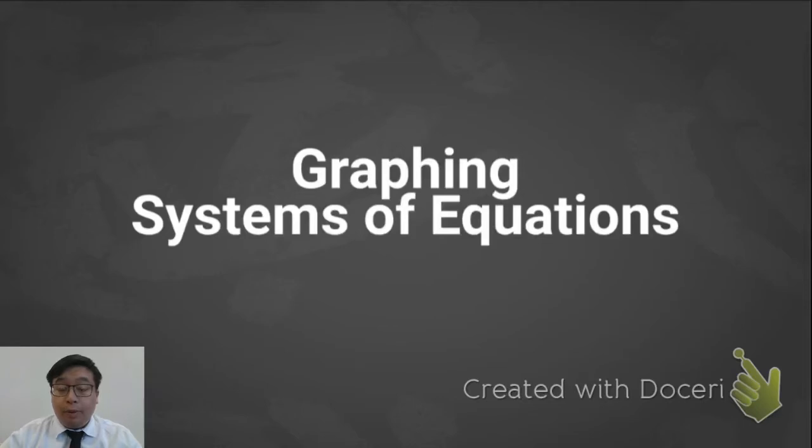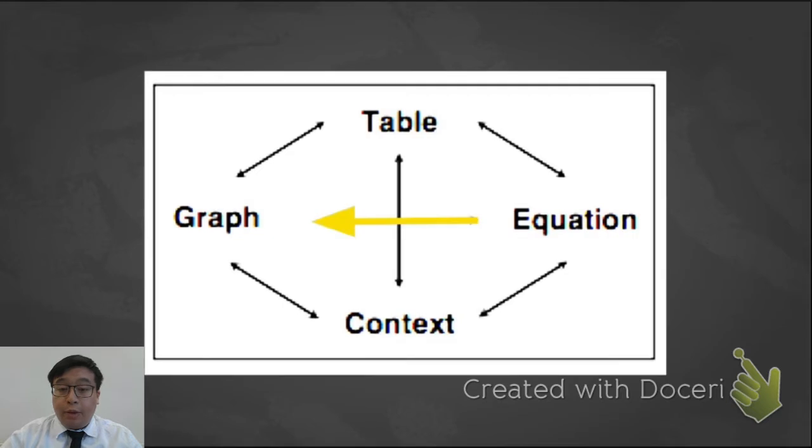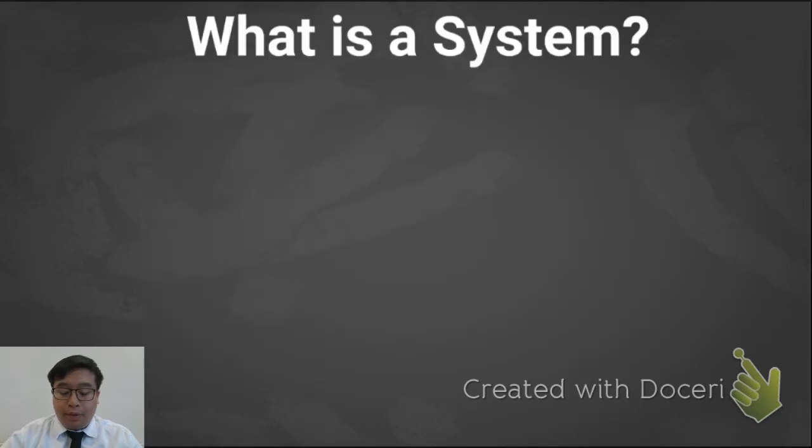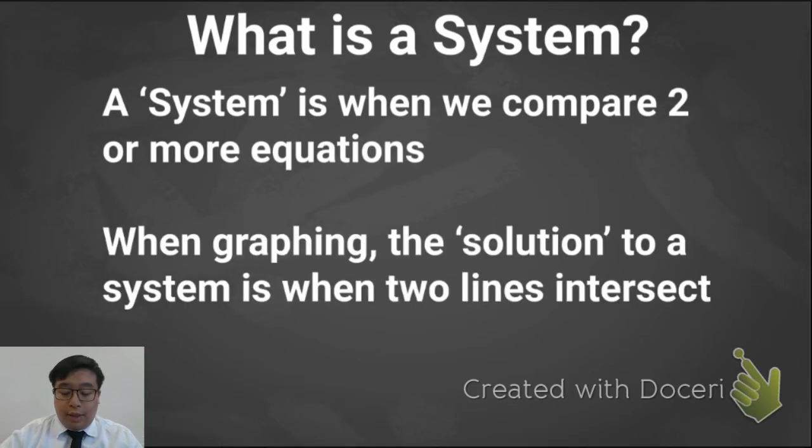In this video, we'll be going over graphing systems of equations. More specifically, we're going from the equation form to the graph form. So before we get started, what is a system? A system is when we compare two or more equations. And more specifically, when graphing, the solution to a system is going to be when the two lines intersect.